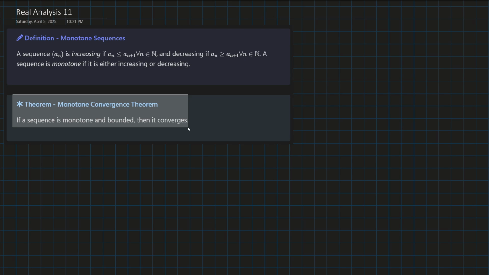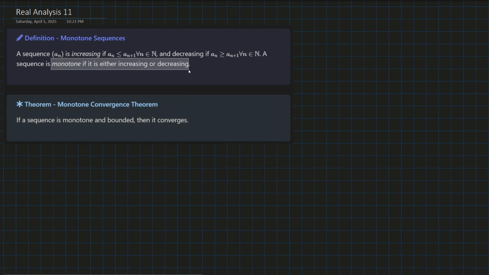And we say that a sequence is monotone if it's either increasing or decreasing. A sequence is increasing if all the terms are at least as big as the previous term. It's decreasing if each term is at most as big as the previous term. So we have that a_n could be equal to a_(n+1), or otherwise it's less.